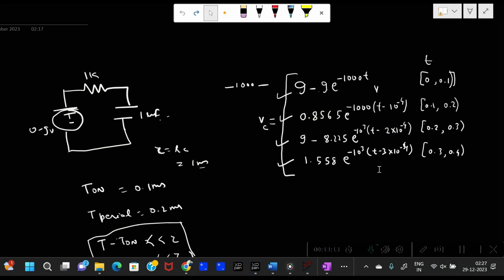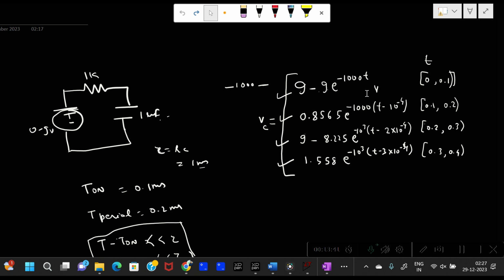varying with the time, this is the first charging equation, the very first time when the capacitor charges, and this is the equation governing the charging of the capacitor from 0.2 to 0.3. That is the second time the capacitor charges. So if you want to check the rate at which the capacitor charges here and here, for 0.0 to 0.1 and 0.2 to 0.3, it's simple. You just differentiate this equation.